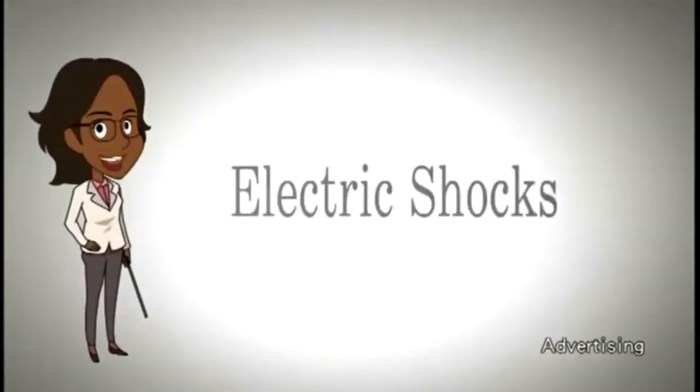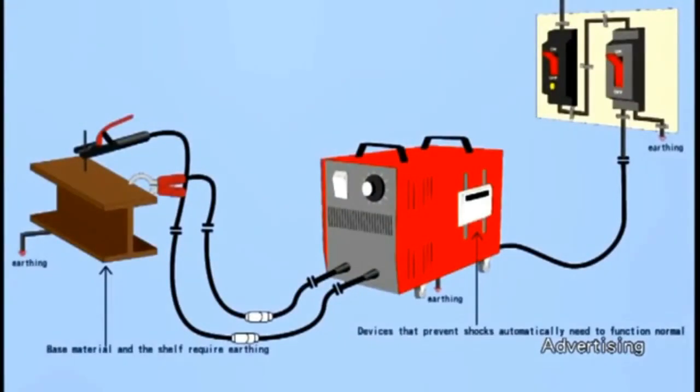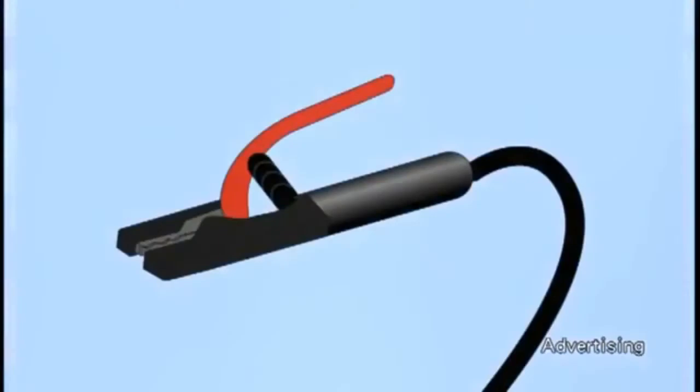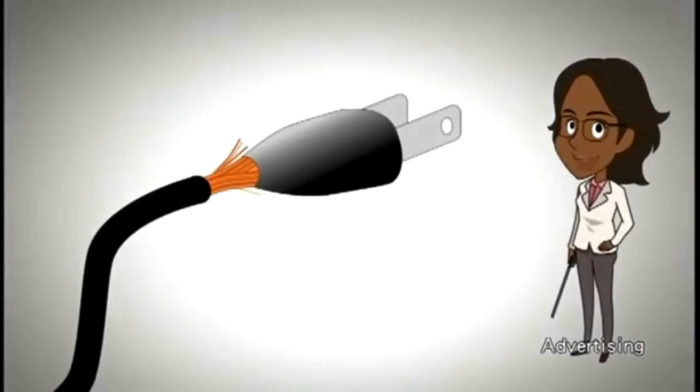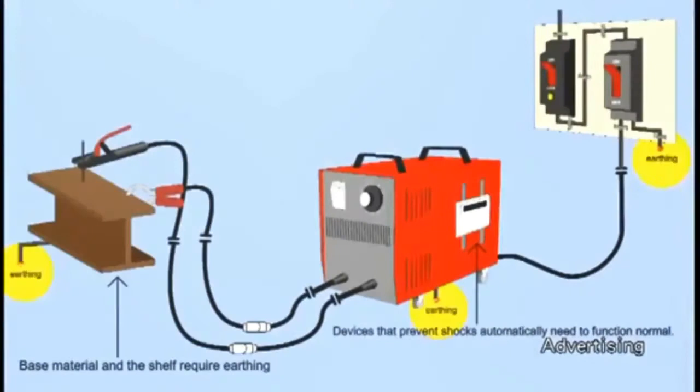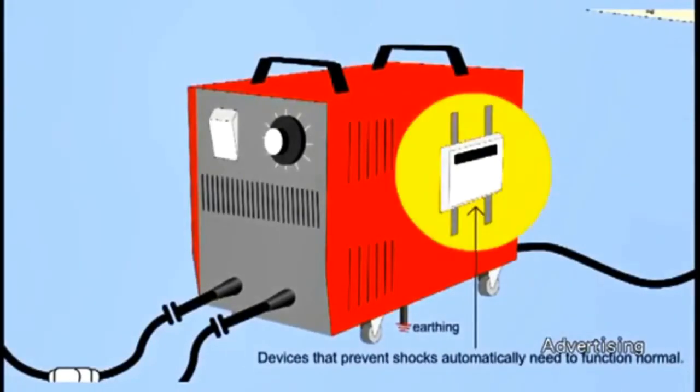Take these steps to prevent electric shock. Taking welding, for example, you should pay attention to the following points. 1. Before work, make sure power breakage is installed on the shunt capacitor before using an electronic welder. The handle and cables cannot be worn out. The power end and connecting cables cannot be exposed. The welder and all metal parts need to be on the ground. Devices that prevent shocks automatically need to function normally. Base material and the shelf need to be on the ground.